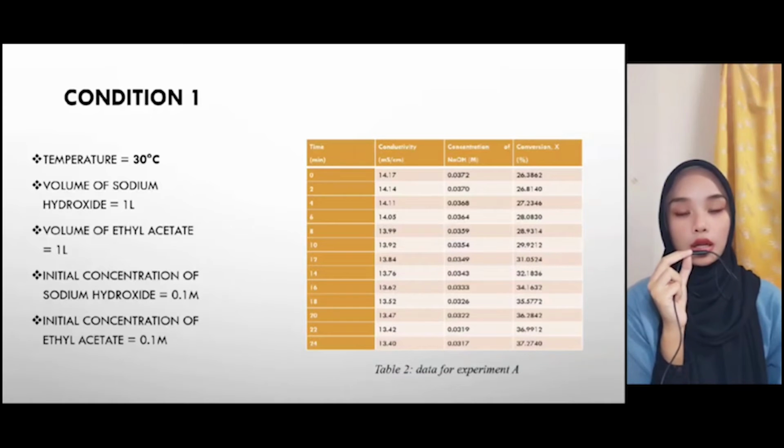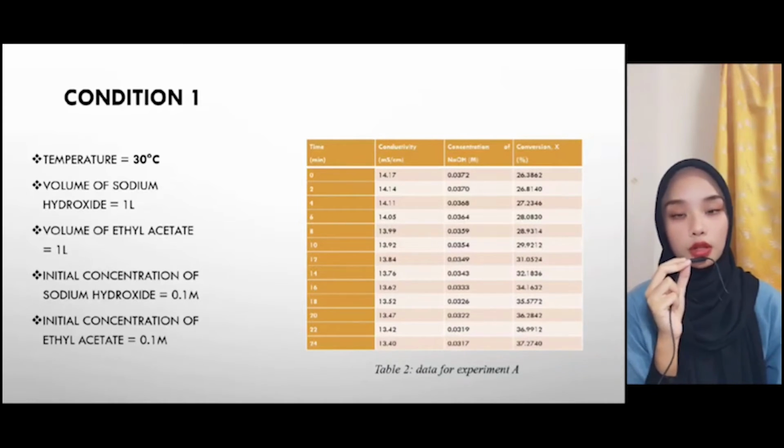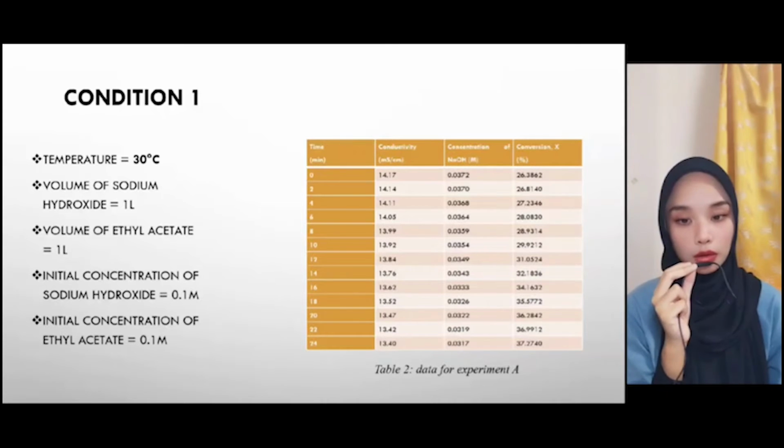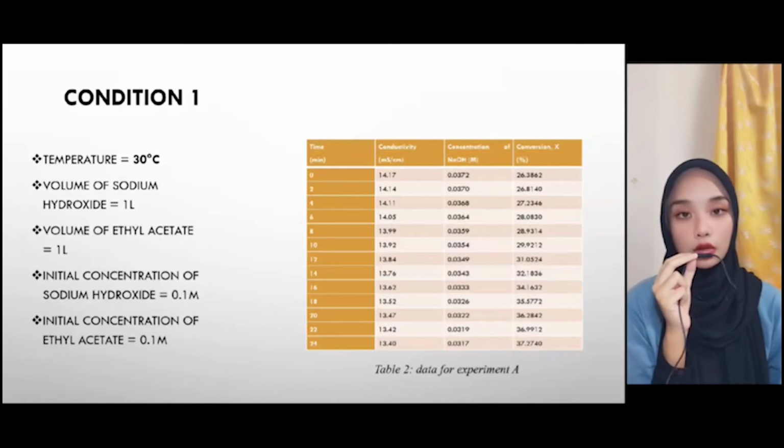Okay, I will explain the part of results and discussion for the batch reactor. In this experiment, there were two conditions. The first condition is temperature at 30 degrees C. The volume of sodium hydroxide was 1 liter and the volume of sodium acetate was 1 liter. The initial concentration for both solutions is 0.1 mole per liter.